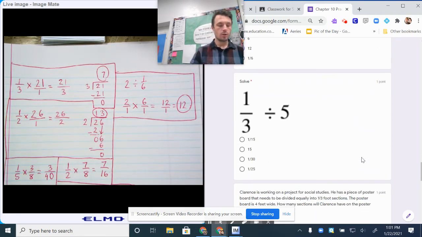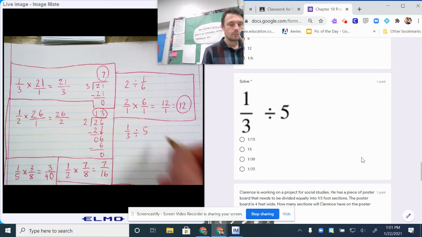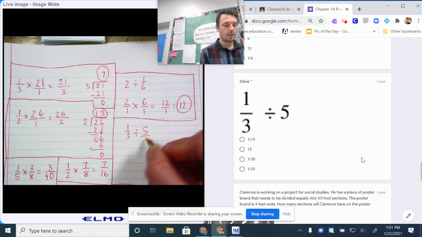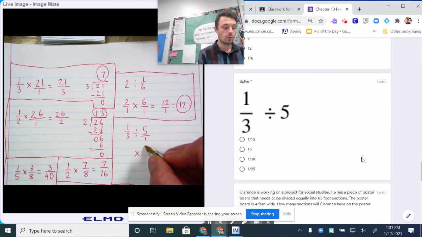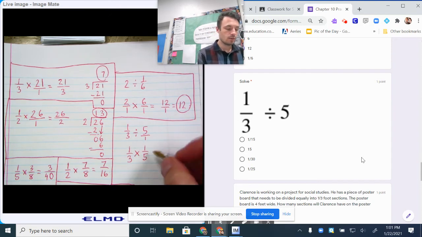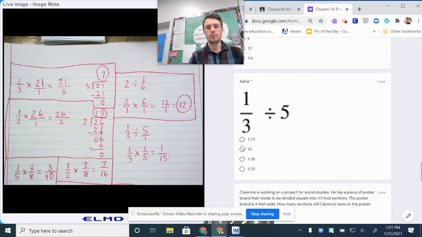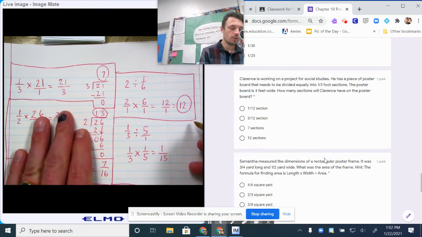Next, 1/3 divided by 5. So we give the whole number a denominator of 1. Now we need to reverse the division to multiplication and flip the second fraction from 5 over 1 to 1 over 5. The first fraction stays the same. 1 times 1 is 1. 3 times 5 is 15. So it's 1/15. We're getting pretty close to being finished.